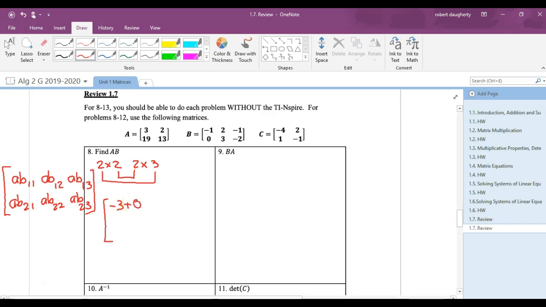Now I go to first row, second column. That's 3 times 2, so 3 times 2 plus 2 times 3. And then first row, third column. That's 3 times negative 1 plus 2 times negative 2.